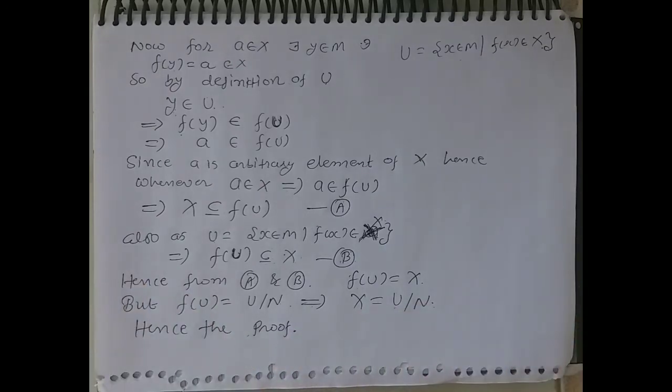So this gives the proof of our theorem that if we consider an R submodule of M quotient N, then this is of the form U quotient N where U is an R submodule of M containing N. Hence the proof. This is enough for this lecture, we will discuss more in the next lecture. Thank you.